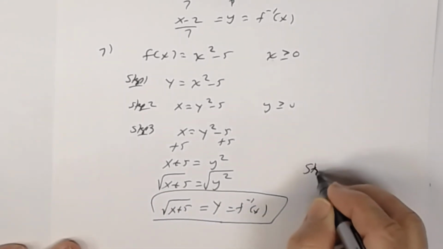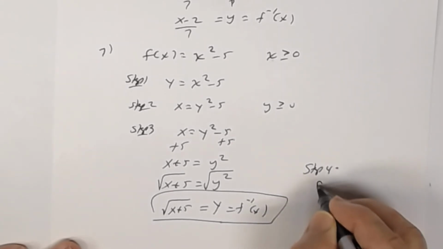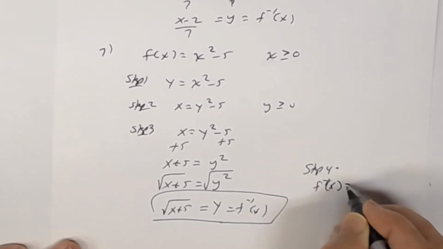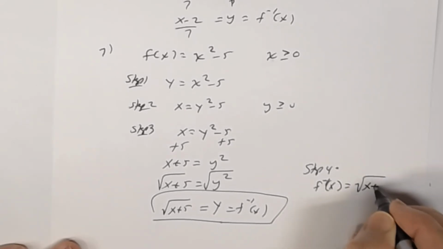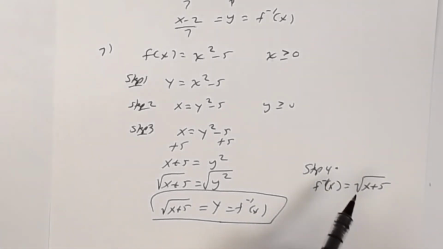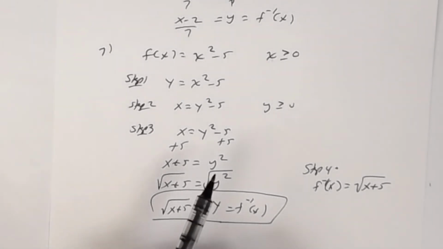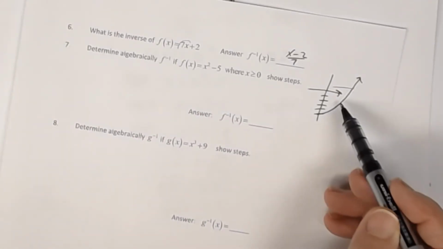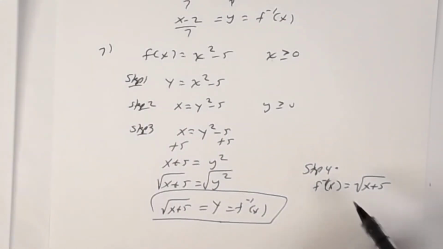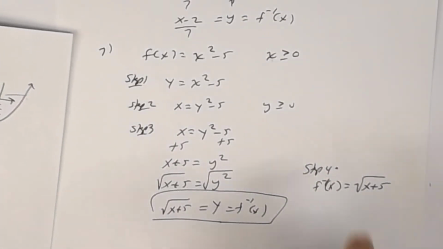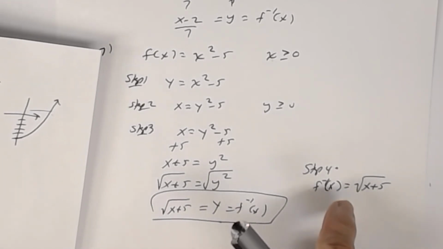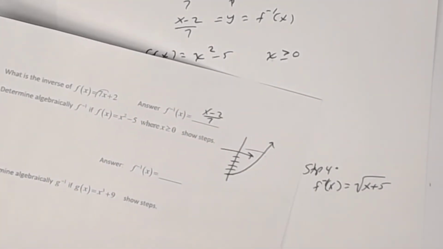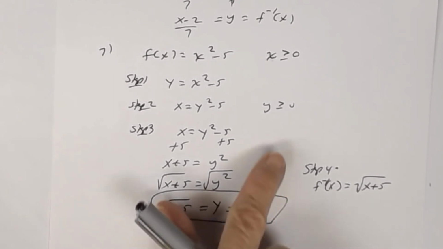So step 4, you're going to say the inverse will equal the square root of x plus 5. All right. So some of you are going to do plus or minus and forget about the fact that when you do plus or minus and you graph this, then that's not the inverse of that anymore. All right. So just be careful.